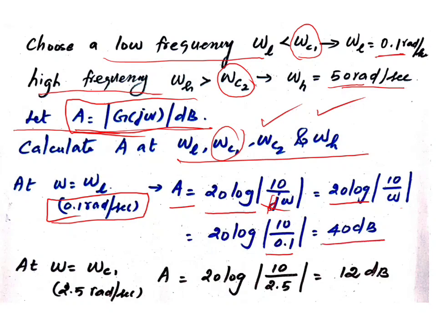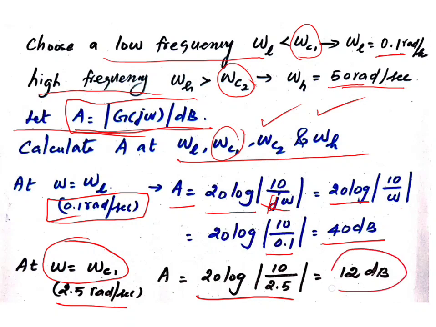Similarly, we are going to find gain at omega is equal to omega C1, that is 2.5 radians. The same formula, A is equal to 20 log 10 by omega, directly we are substituting the value of omega in this equation. You get 20 log 10 by 2.5, which is equal to 12 dB.